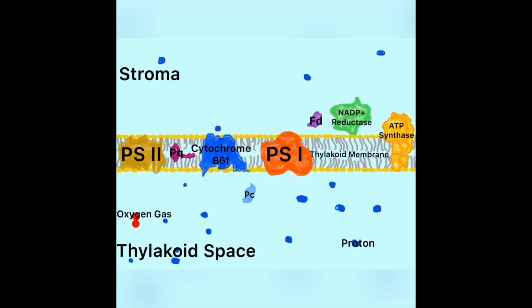After the cytochrome, the electron goes to plastocyanin, or PC, and then to photosystem 1. In photosystem 1, light is captured again by chlorophyll and used to re-energize the electron to keep it flowing through the ETC. The electron then goes to ferredoxin, or FD, and then to NADP plus reductase. From there, 2 electrons and a proton bind to NADP plus and form NADPH. NADP plus is the final electron acceptor of the ETC.